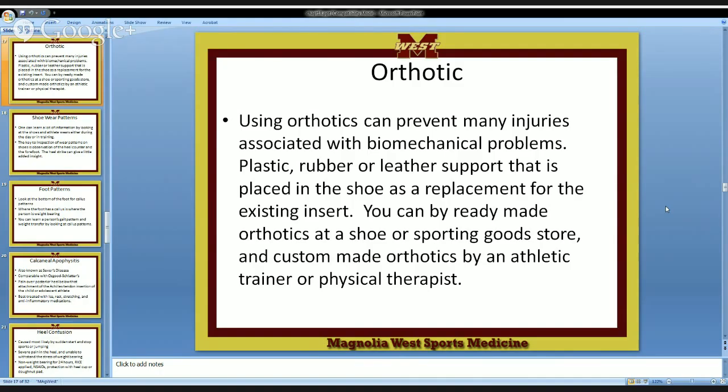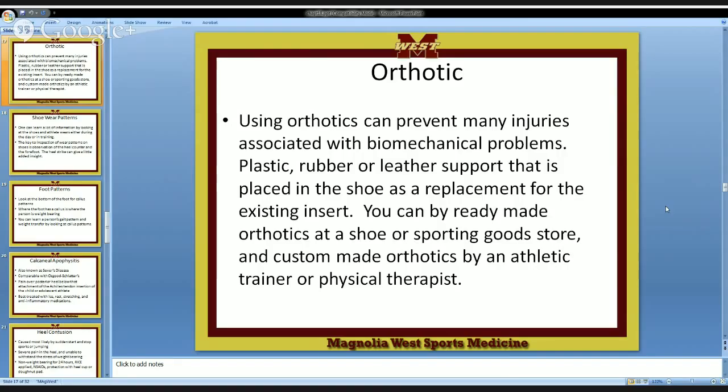Wait, what is it? What's an orthotic? It's something that prevents many injuries. It's what you put in your shoes. You put the plastic sole in your shoe. Now you can go over here to the drugstore and just buy a generic commercial orthotic, or you can go.